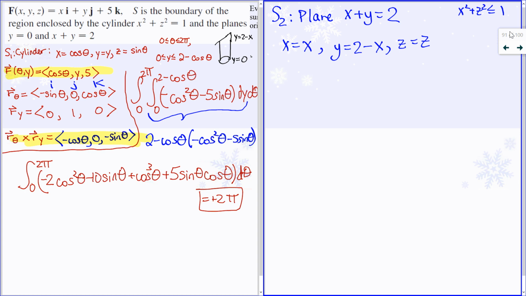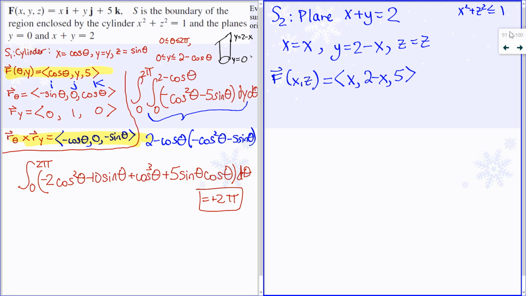So that's going to be our boundary. So let's calculate our vector field in terms of x and z. So we're going to plug x and z as it is defined with these parameters into here. So what we get is x, y, which is now 2 minus x on this plane, and then 5.